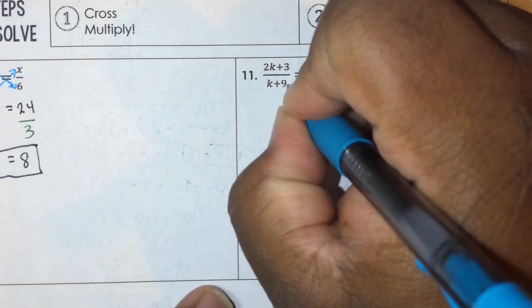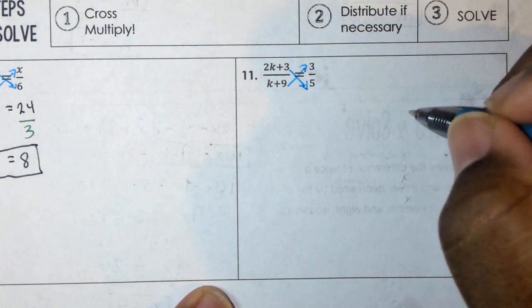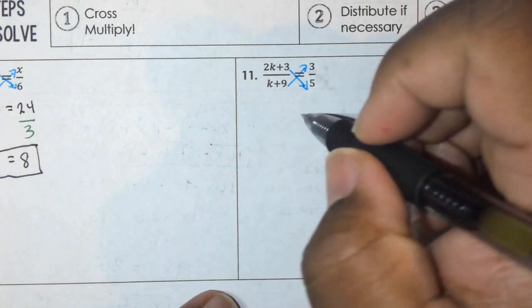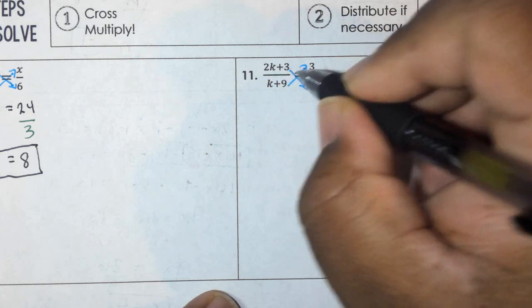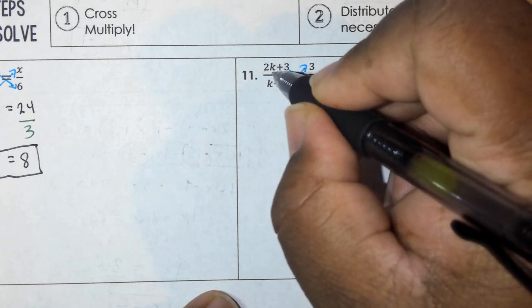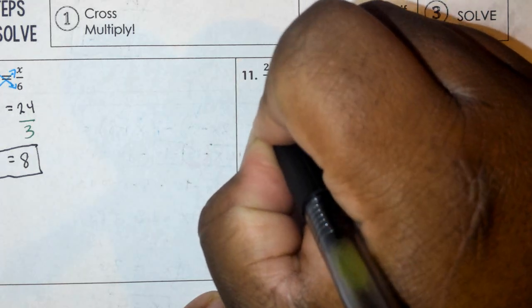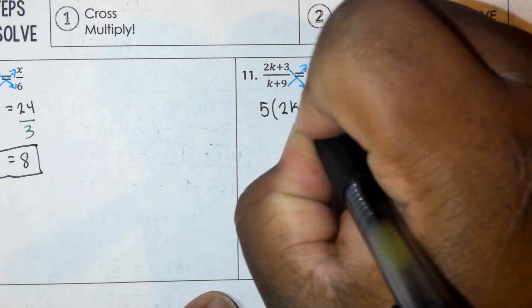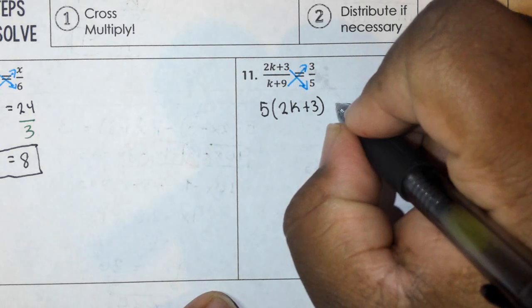Cross multiplying here and here. And you need to rewrite all this out. Don't try to do this in your head or anything. You need to write this next line that I write out. So it don't matter which one you pick. I start with this one on top here. So it's 2k plus 3 times 5. So I'm gonna write this out as in front 5, and then in parentheses 2k plus 3. This is me multiplying 5 times 2k plus 3, but I want to show that.